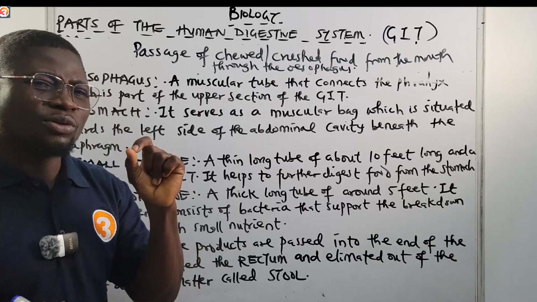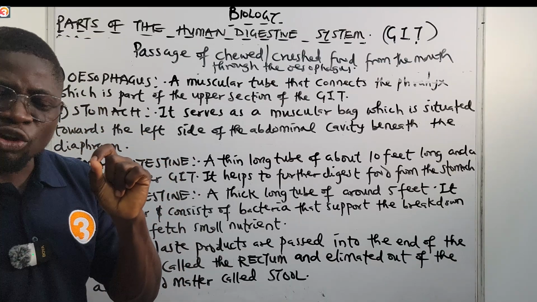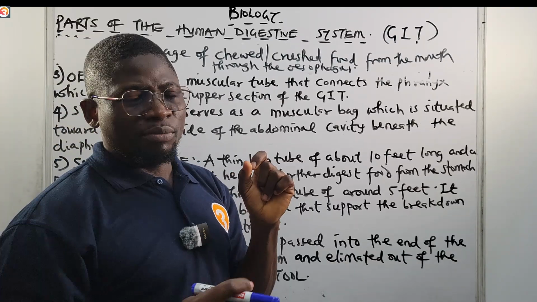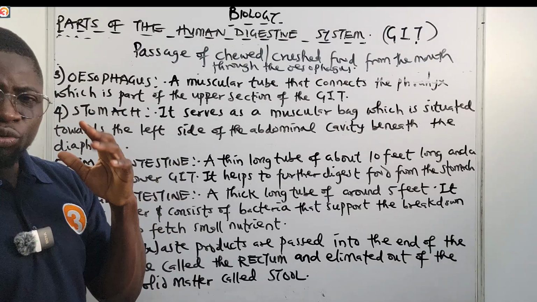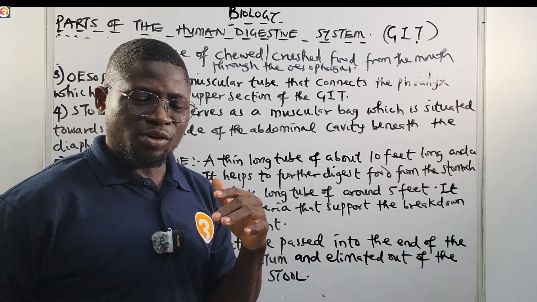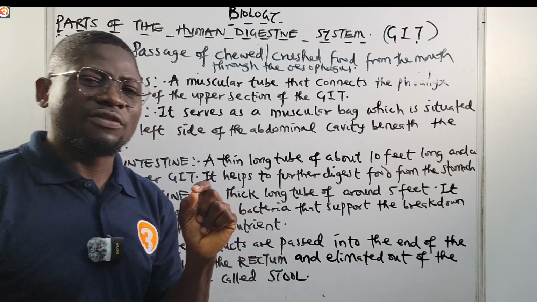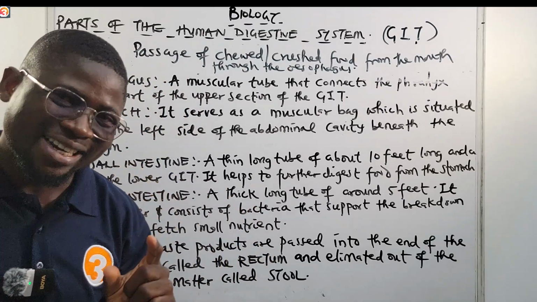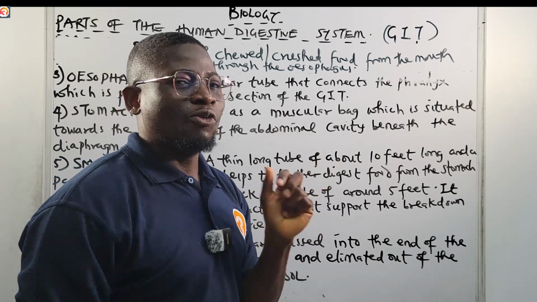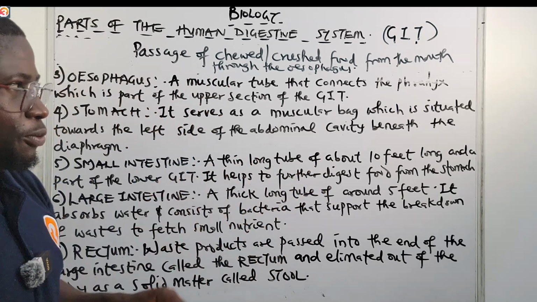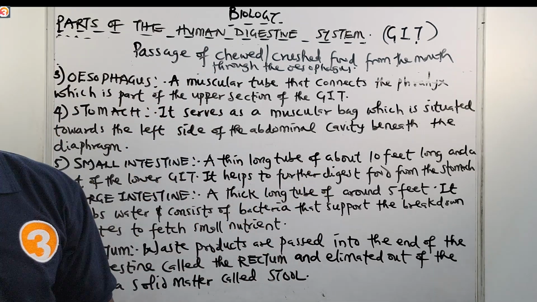Also, the pharynx is helpful when it comes to respiration, because air passes through the nasal cavity, through the pharynx, to the lungs. So it's also useful when it comes to the respiratory system. When we are talking about the respiratory system, we also see the pharynx. All right, so that is the function of the pharynx.